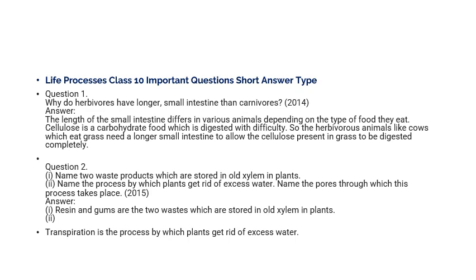The answer for the next question, name the process by which plants get rid of excess water. What do we call that process? The answer for this is transpiration. This is the process in which plants get rid of excess water. Come let us move on to the next question. Name the pores through which the process takes place. The stomatal pores are the pores through which the transpiration process takes place. Come let us move on to the next slide now.